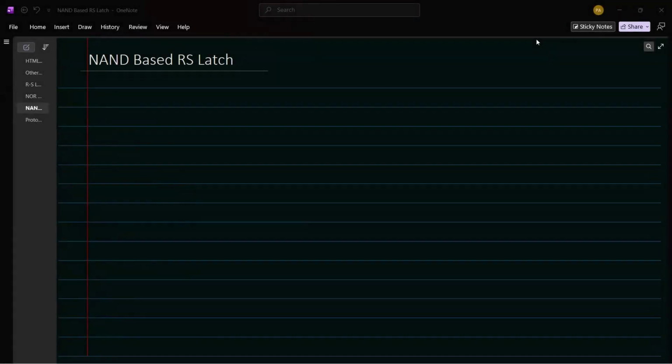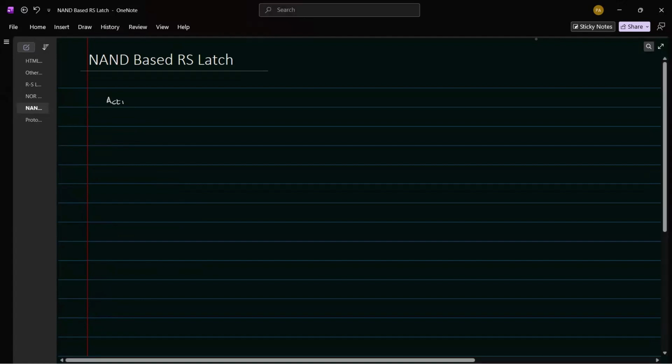Now we are going to learn about NAND-based RS latch. As we stated in the last video, in the NOR-based RS latch we used active high. So this should be active low, because NAND is the opposite. So here we have active low. That's the first point that you have to know.